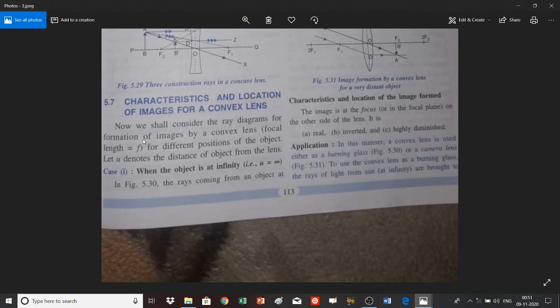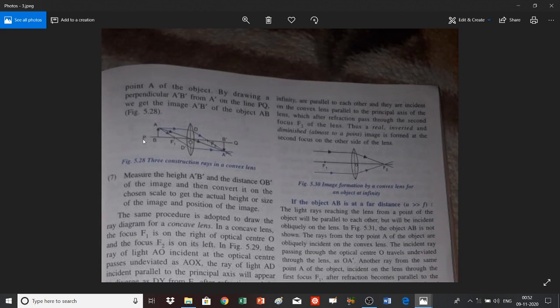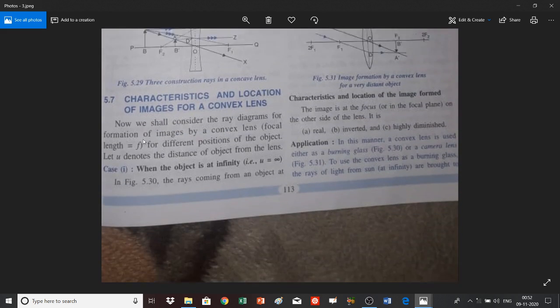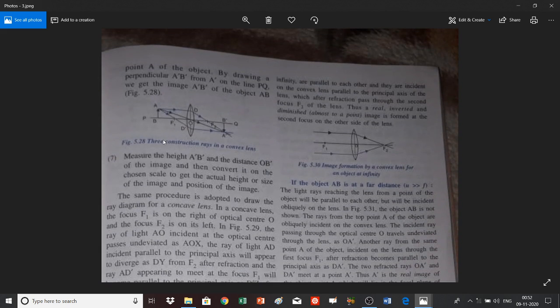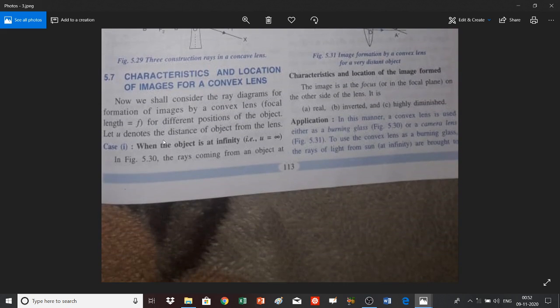Now come to another topic, that is, characteristics and location of images for a convex lens. In this case you have to consider the following few cases. Now we shall consider the ray diagram for formation of images by a convex lens which has a focal length of f, for different positions of the object, and let u denote the distance of the object from the lens. So u is the object distance.